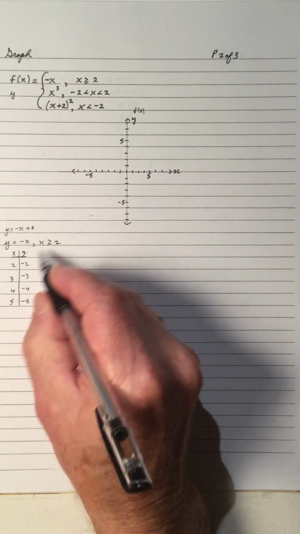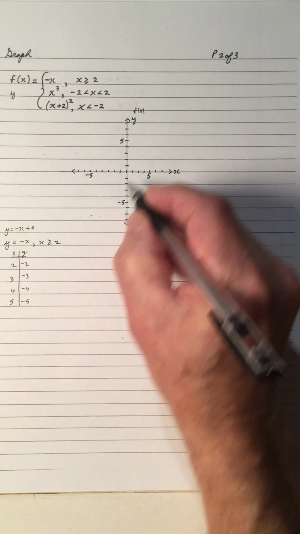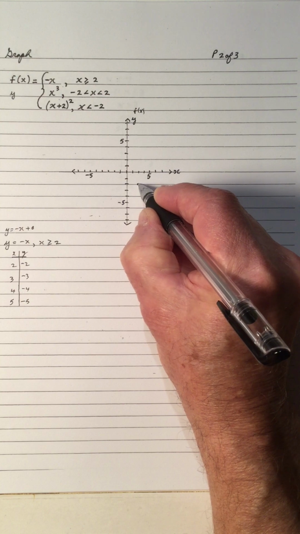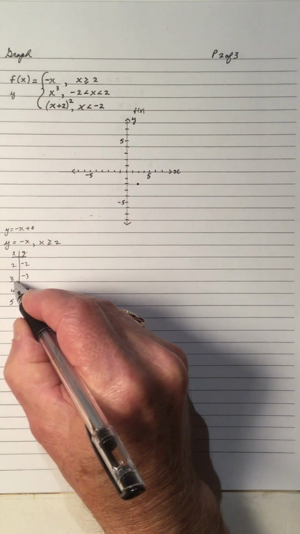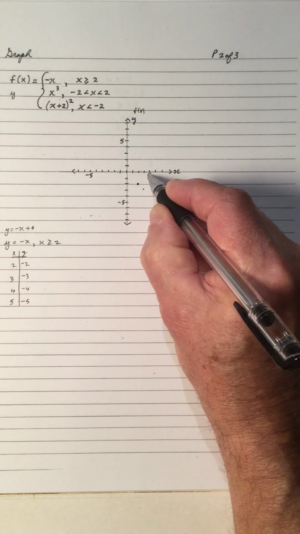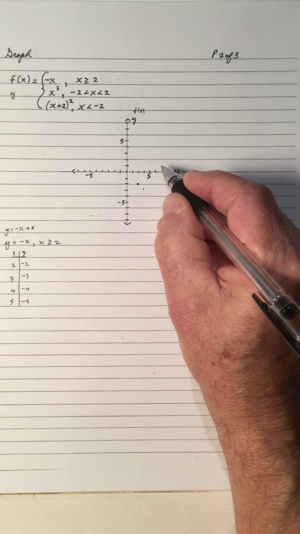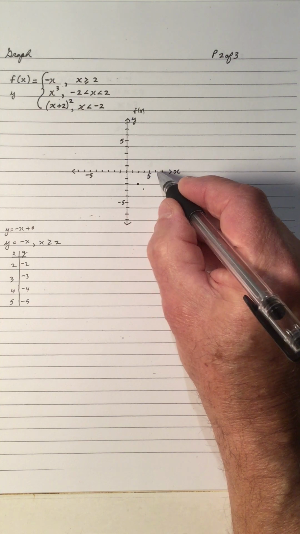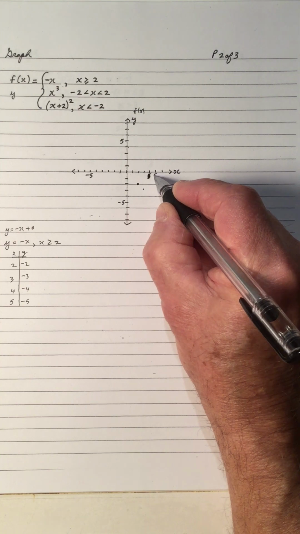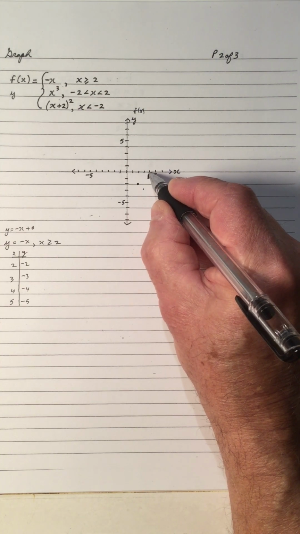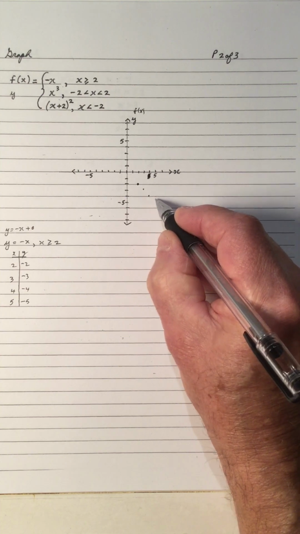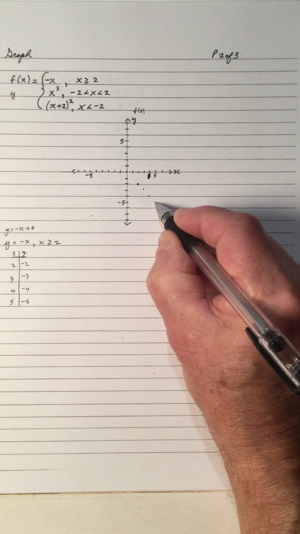So this point 2 is included, so (2, negative 2) is right here. This point is included, it's not hollow, it's solid. So we got (3, negative 3) right here. And we got 1, 2, 3, 4. Notice that 5 is in the wrong spot. So the 5 should be right there. So that's a 4, gives me a negative 4. And we got a 5, gives me a negative 5.